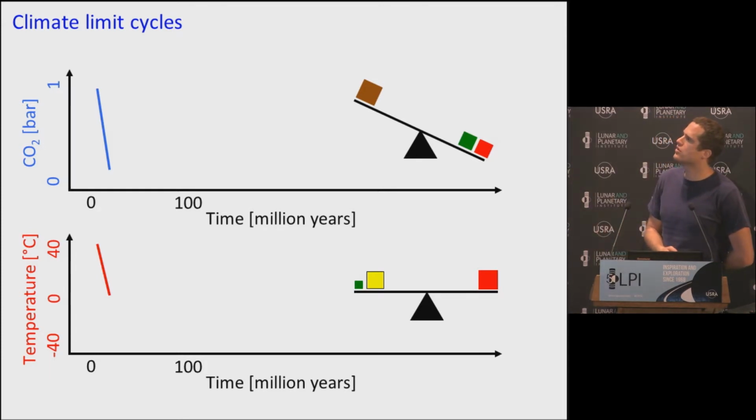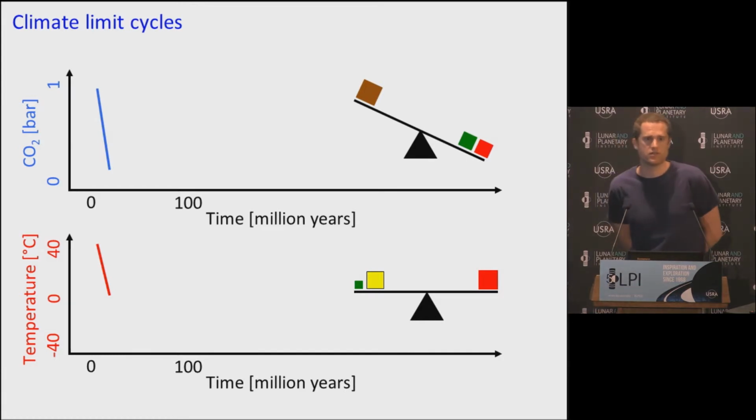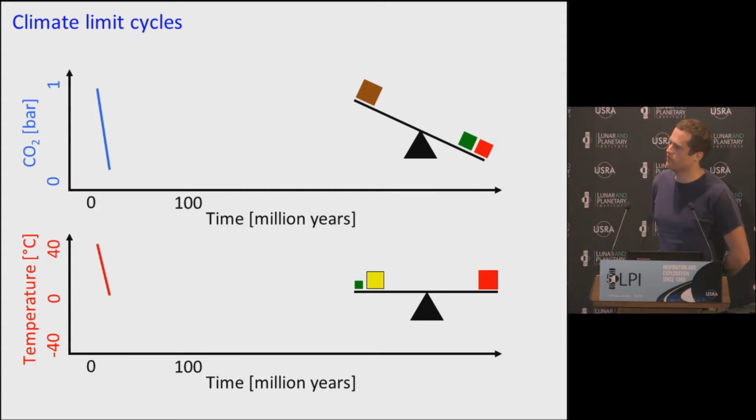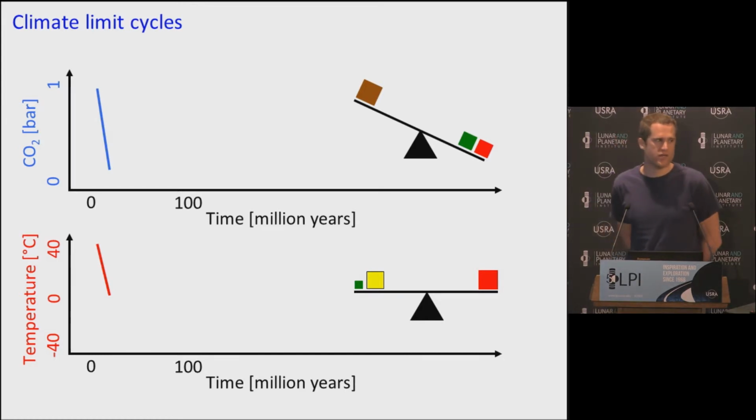Okay, so climate limit cycles, they're the result. So what we have here, we're going to look at two time series. And notice the scale on the x-axis is millions of years. They're time series of the carbon dioxide, and that scale is bars. Okay, so like as much carbon dioxide as is in the total pressure of Earth's atmosphere. And then we have temperature, where we're going from like minus 40 Celsius to 0 is freezing to 40. And this is a schematic diagram. So this is not quantitative. These are sort of rough values.